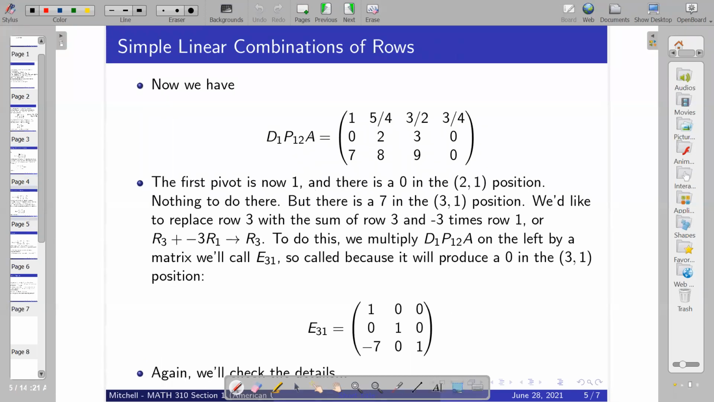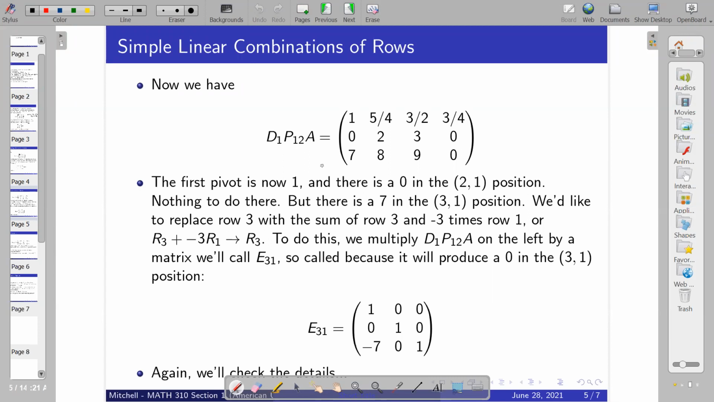So notice now we're gathering up factors. We have A. We multiplied initially on the left by a permutation matrix to get a non-zero pivot. If we're carrying out Gauss-Jordan elimination, we would then make the non-zero pivot into 1 by multiplying the entire first row by 1/4. That will be achieved by this D1 matrix.